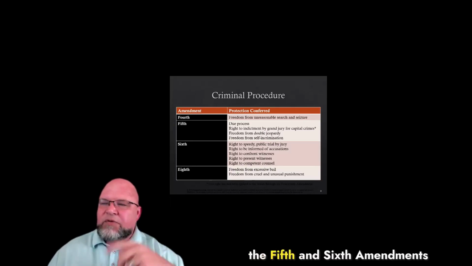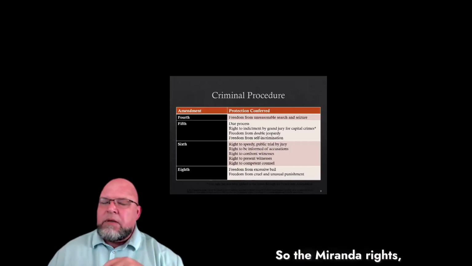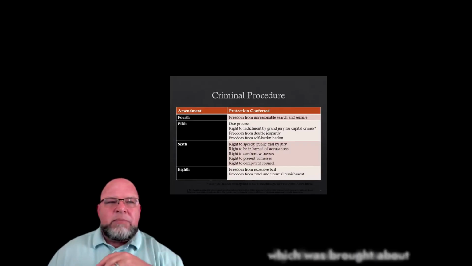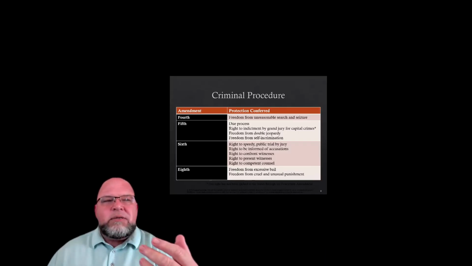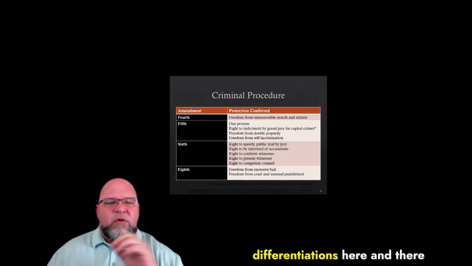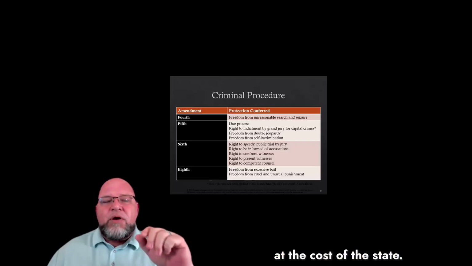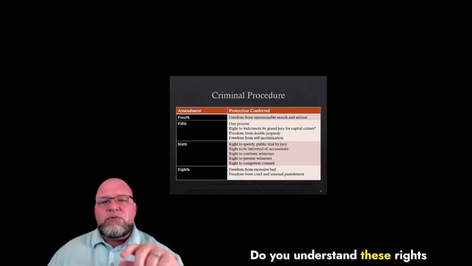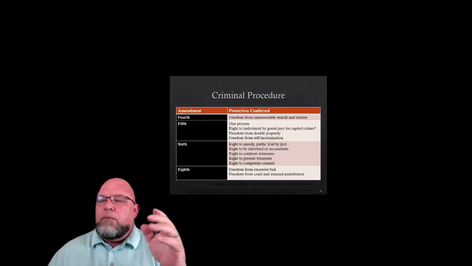So what I want to do here is put the Fifth and Sixth Amendments together, and you have the Miranda rights within those two. So the Miranda rights, which was brought about by Miranda v. Arizona, with a few differentiations here and there, are: you have the right to remain silent. Anything you say can and will be used against you in a court of law. You have a right to an attorney. If you cannot afford an attorney, one can be appointed to you at the cost of the state. Do you understand these rights as I have read them to you, or something similar to that?